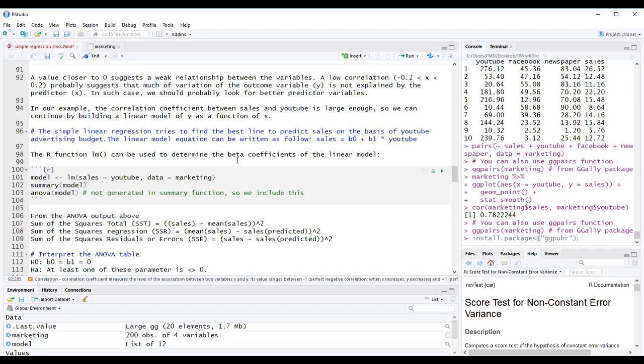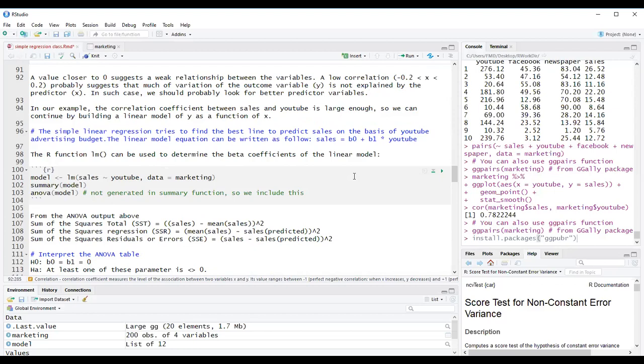Okay, we now go to the simple linear regression. Now, the simple linear regression tries to find the best line to predict sales on the basis of YouTube advertising budget. So we're first going to look at YouTube independent from Facebook and newspaper, because we're just doing a simple linear regression.